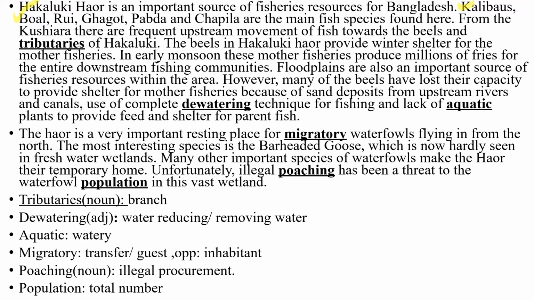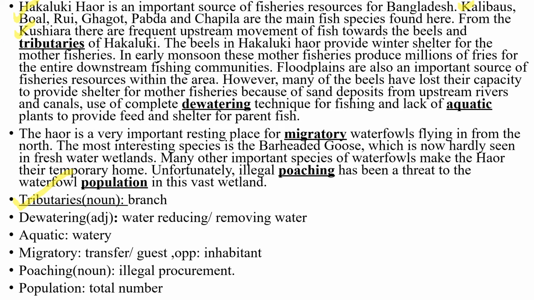From the Kushiara, there is frequent movement of fish towards the bills and the tributaries of Hakaluki. You already know that this haor is surrounded by the Kushiara river, and from this river there is downstream flow to this haor, and with this downstream the fish come to this haor through the tributaries. Tributaries means branches. So through the branches of these rivers that come to this haor, fish come to this haor with the downstream.